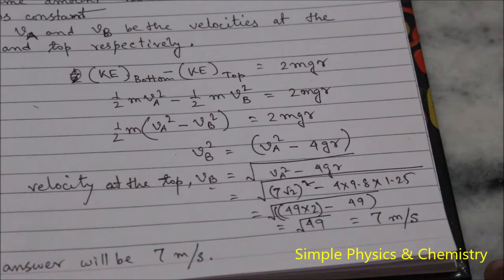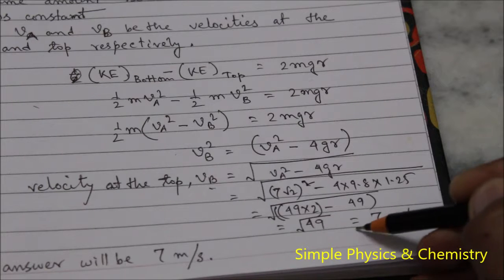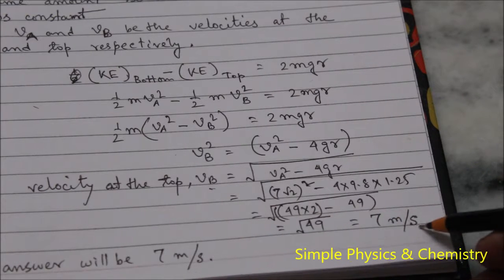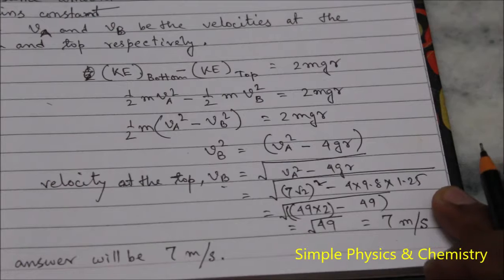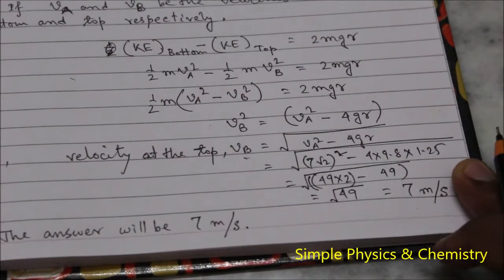So putting in all the values, we get that the velocity at the top will be 7 meters per second. So the final answer will be 7 meters per second.